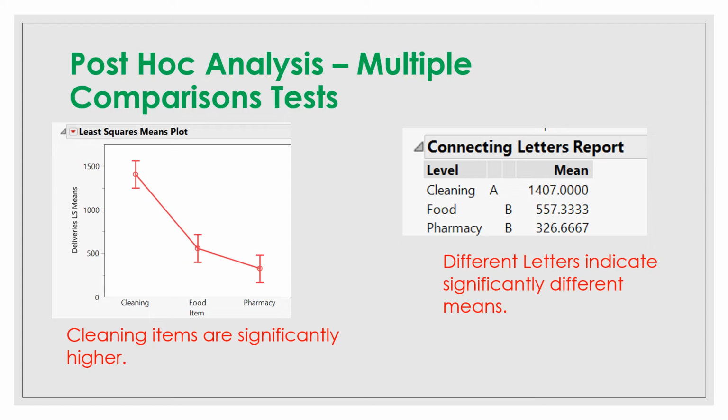So when I look at the cleaning group, it does not overlap food or pharmacy, and it's higher on the y-axis. I can also use the connecting letters report. Different letters mean they're in different categories or have different means. So cleaning in category A is different from food and pharmacy in category B. And notice its mean is significantly higher.